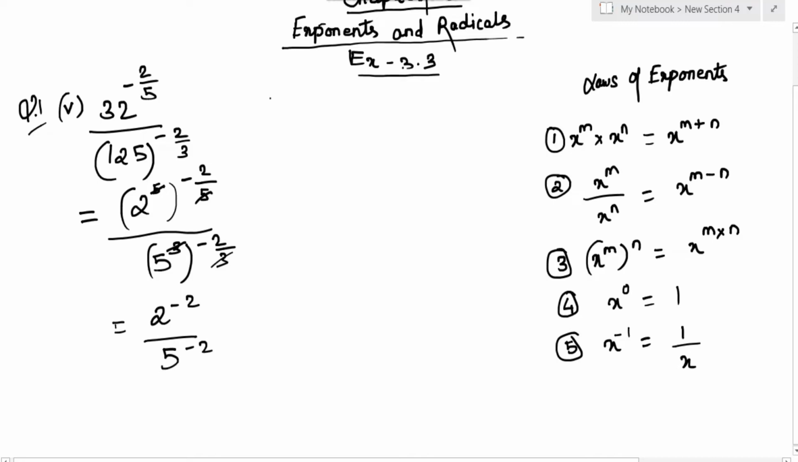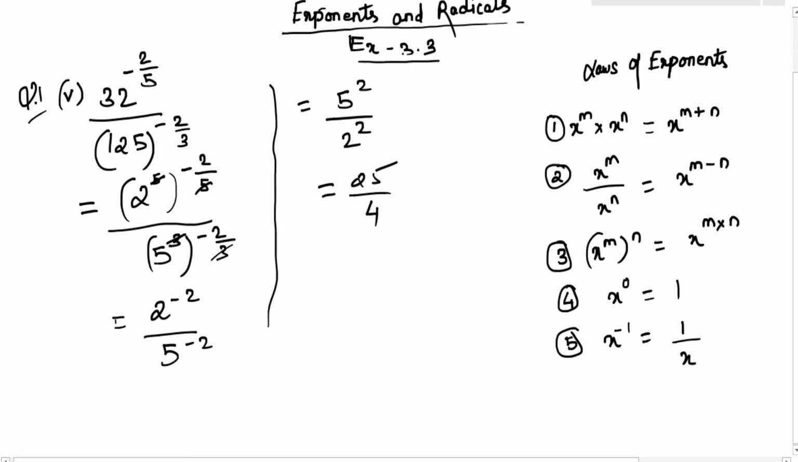So this will interchange and they will become reciprocals to get a positive power. 5 to the power plus 2 will come upward and 2 to the power minus 2 will come downward and it will become 2 to the power plus 2. The square of 5 is 25 and the square of 2 is 4. And further, if you convert it into a mixed fraction, you will get 6 1 by 4.